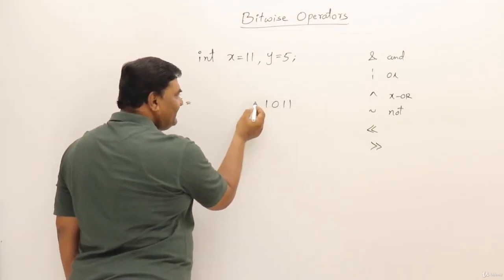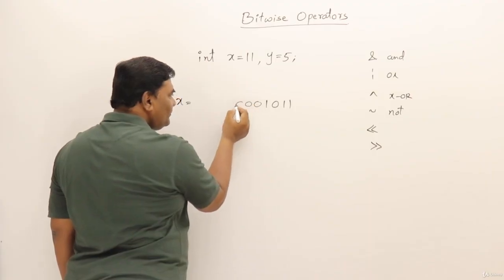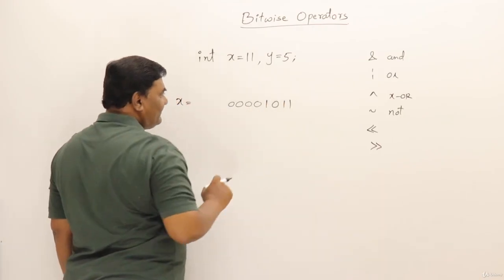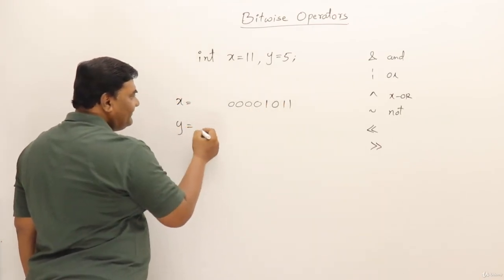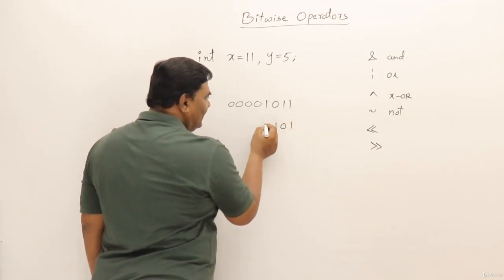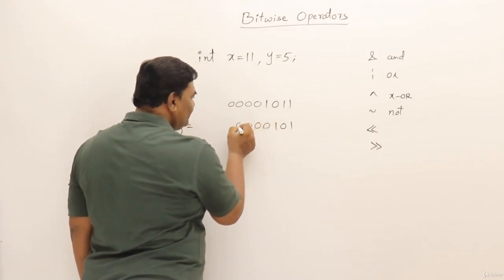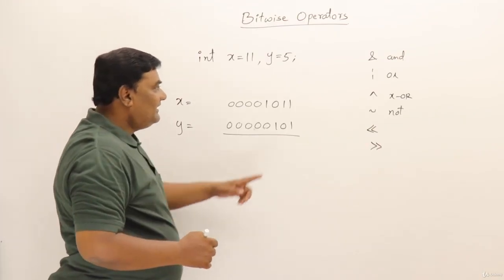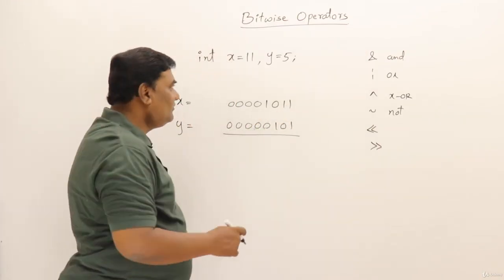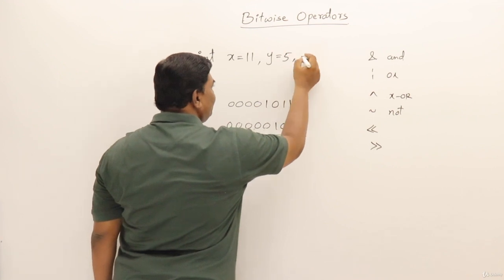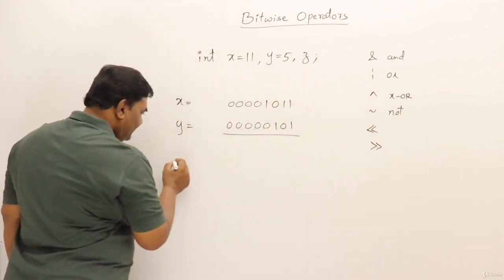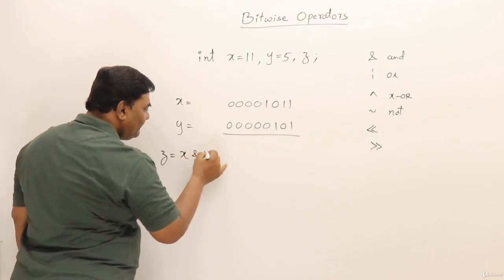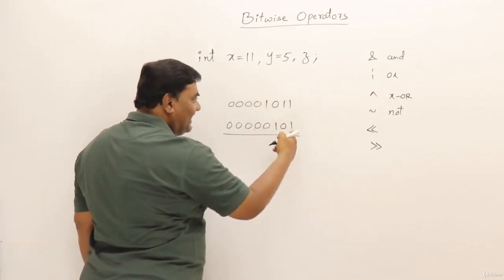So 4 bits are there, then the remaining all bits will be 0 only. But I will not write all 16 bits, I'll just write 8 bits here. Then same way, y value 5, it is 101, and the remaining bits are all zeros. So let us understand this upon 8 bits only. And if I use AND operation now and try to store the result in one more variable z, let us see what happens. If I say z assign x and y, then these bits are AND.